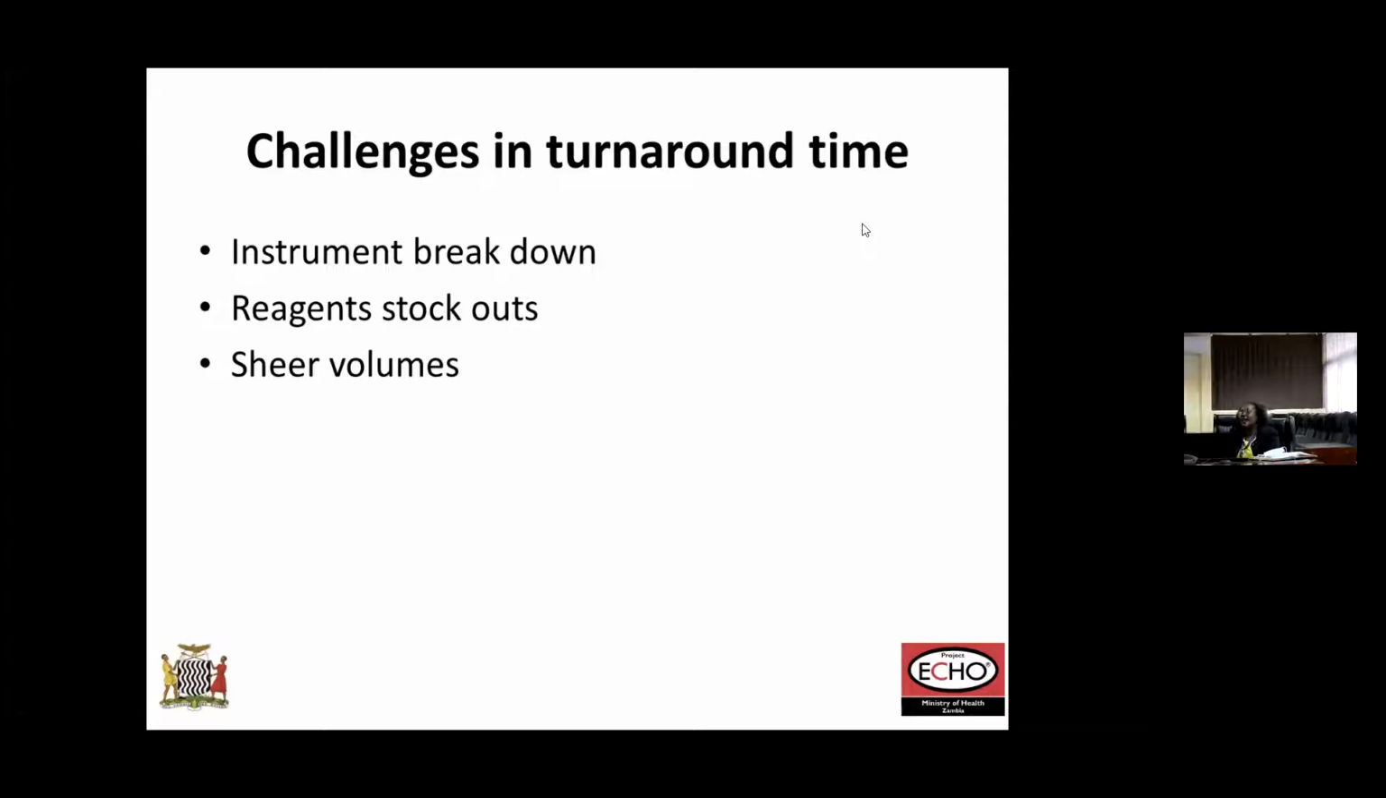So the challenges that we've had in the turnaround time for HIV viral load are basically the instrument breakdowns that we've had in the last year, that was in 2020. Then we had a lot of reagent stockouts. If you remember when the pandemic hit, we were unable to get some of our stocks in. And also the sheer volumes that we had last year. I think there was a time when we had a backlog of something like 700,000 nationwide. We had quite a high number, which we had to clear within a period of 6 weeks, and that was a target that was given to us.